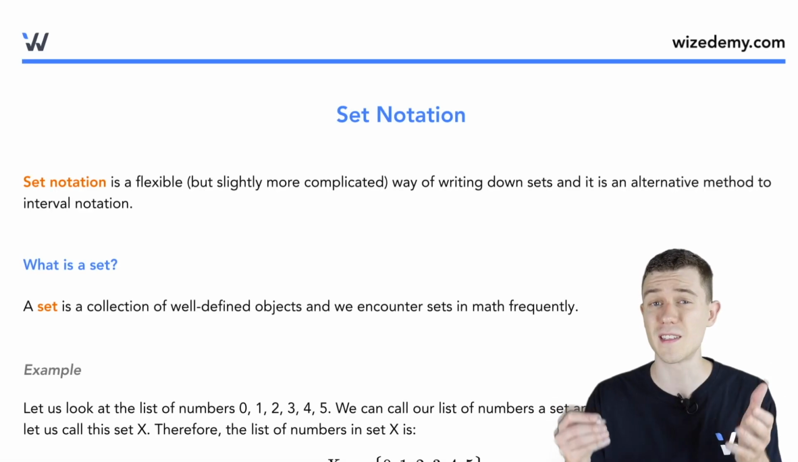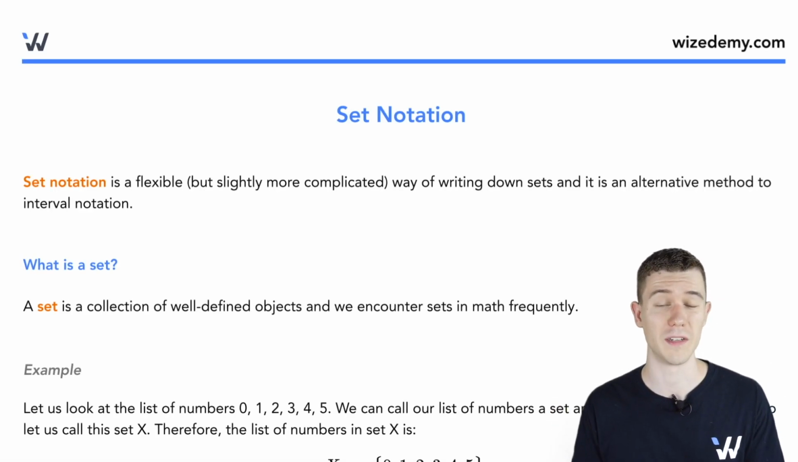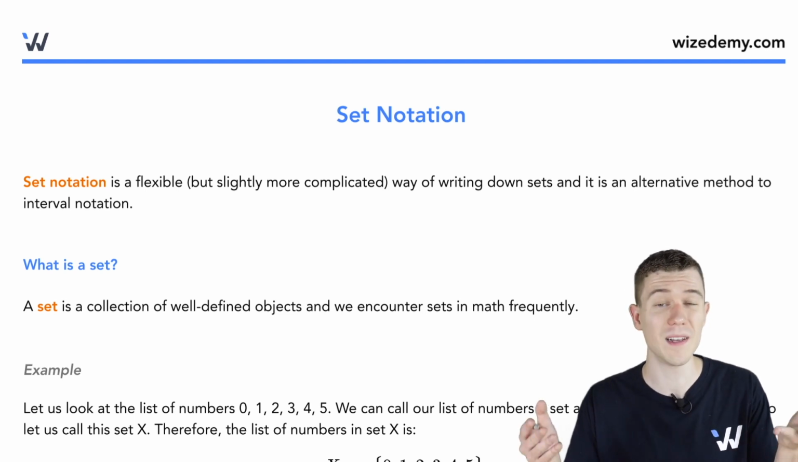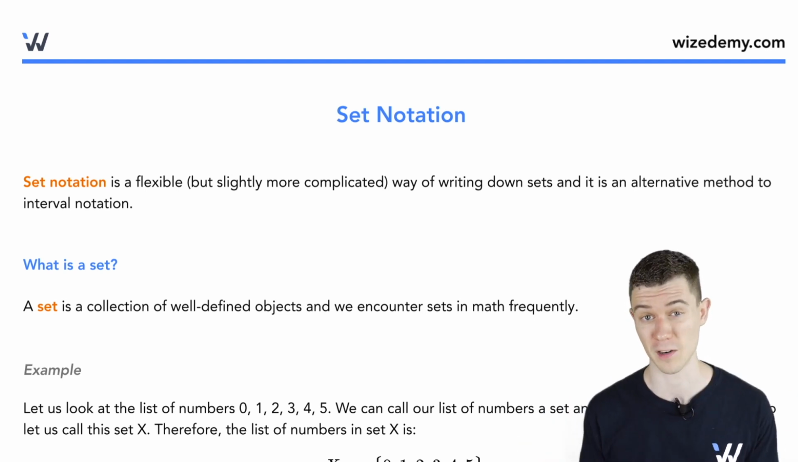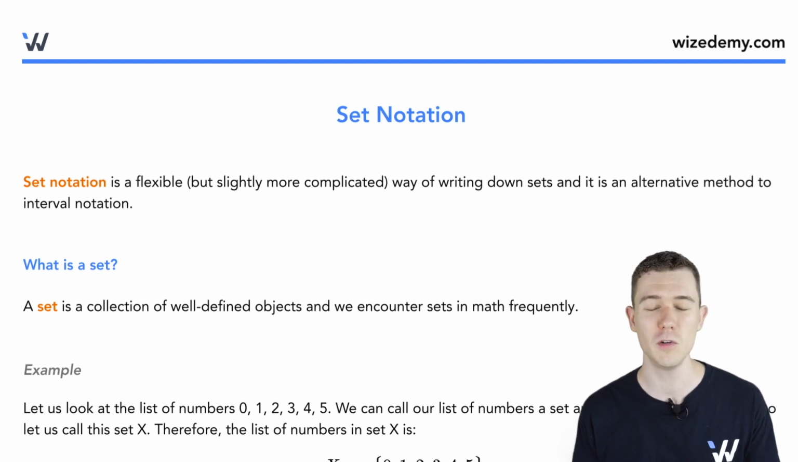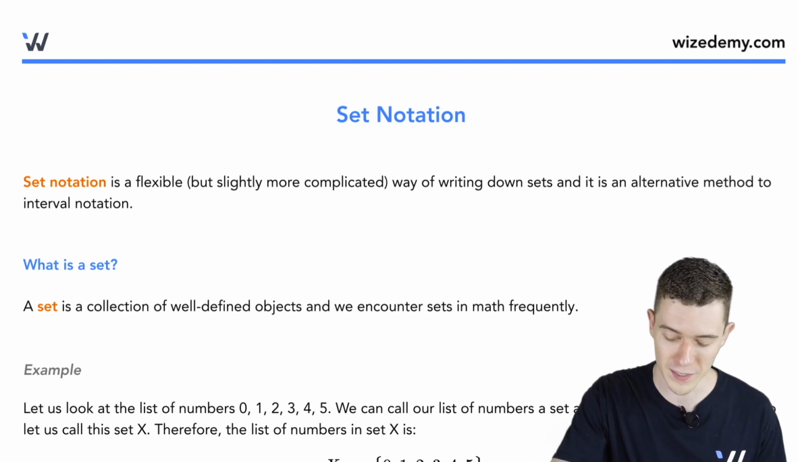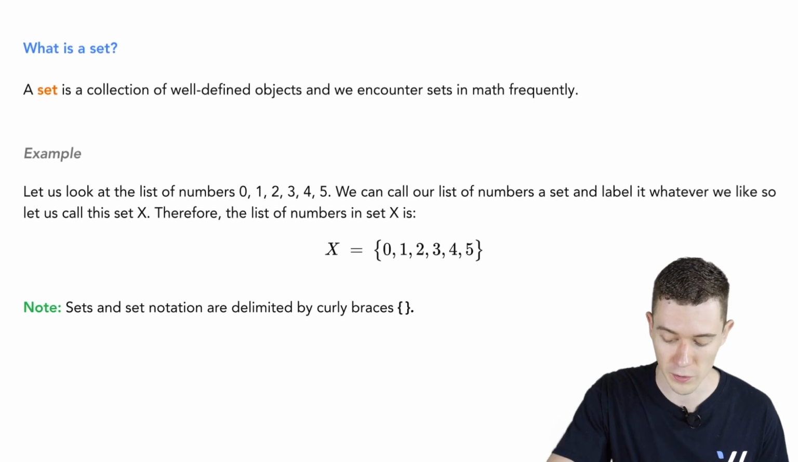Set notation is slightly more annoying to use than interval notation, but can give us a little bit more flexibility. What's a set? Well, a set is just a collection of mathematical objects. For you and me, that usually means real numbers. Here's what a set looks like. We use these curly brackets.